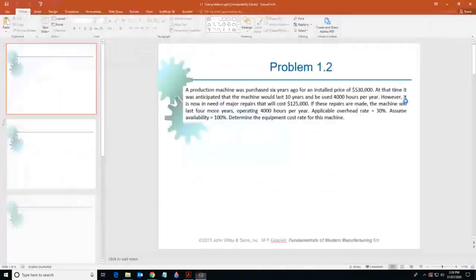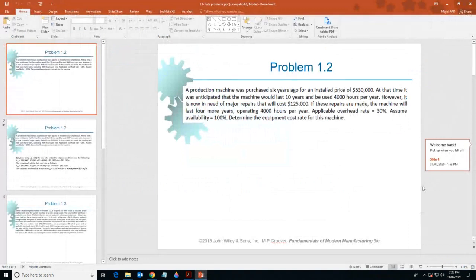You've got to do the true problems at home, of course. We just explain some of them to see how we should be doing the problems. This is an interesting problem. A production machine was purchased 6 years ago for an installed price of $530,000. At that time, it was anticipated that the machine would last 10 years and be used 4,000 hours per year. However, it is now in need of major repairs that will cost us $125,000.